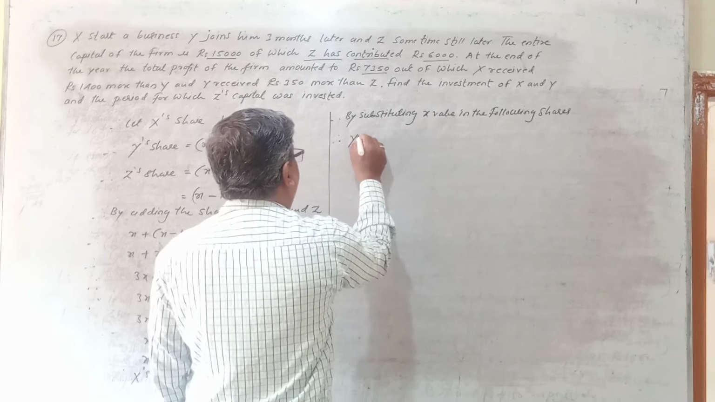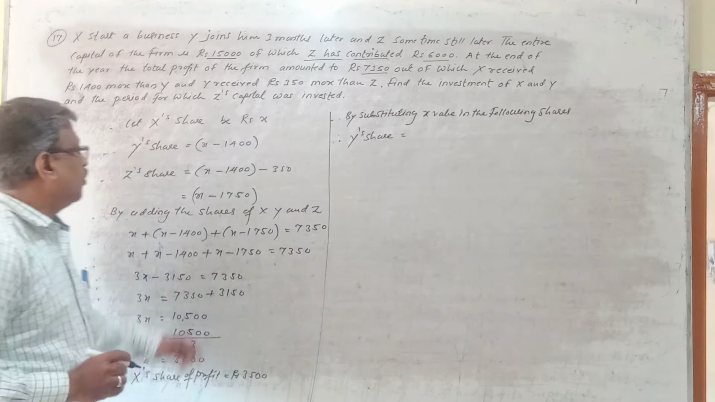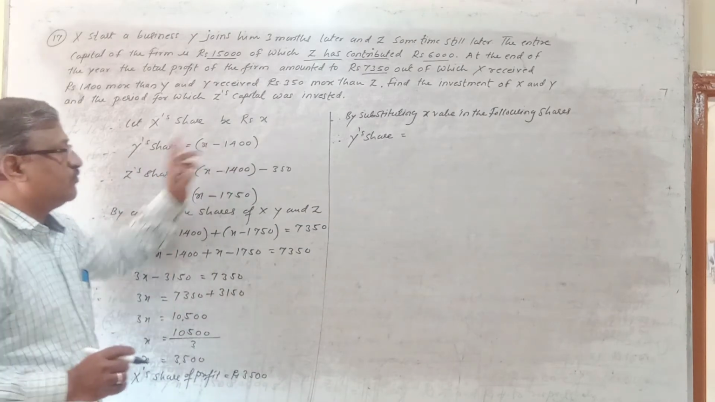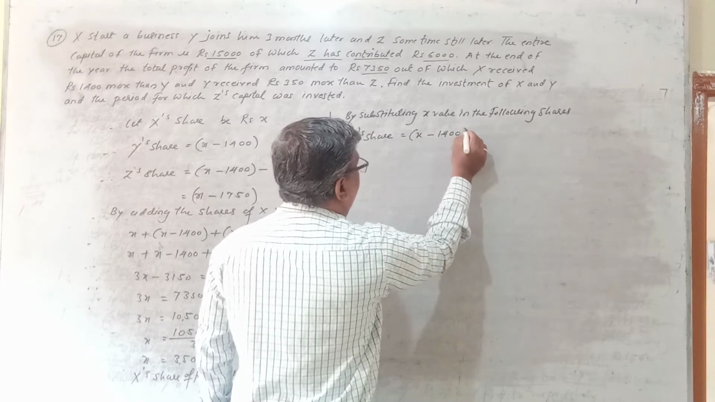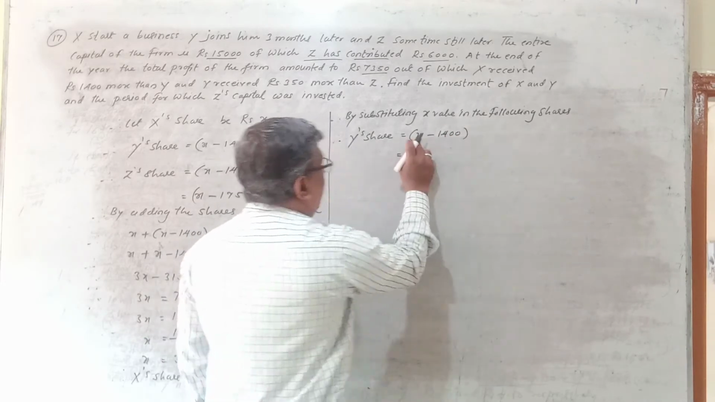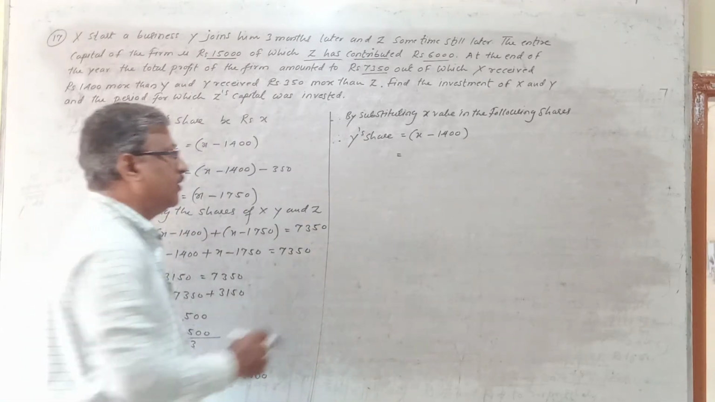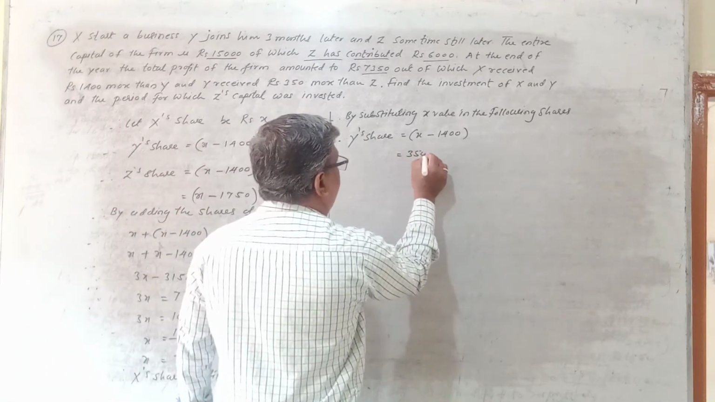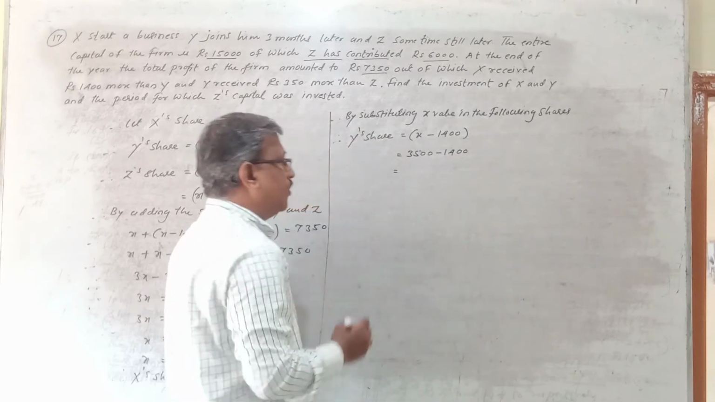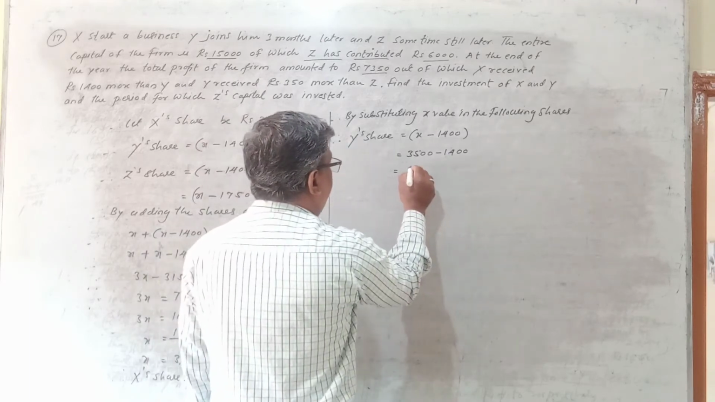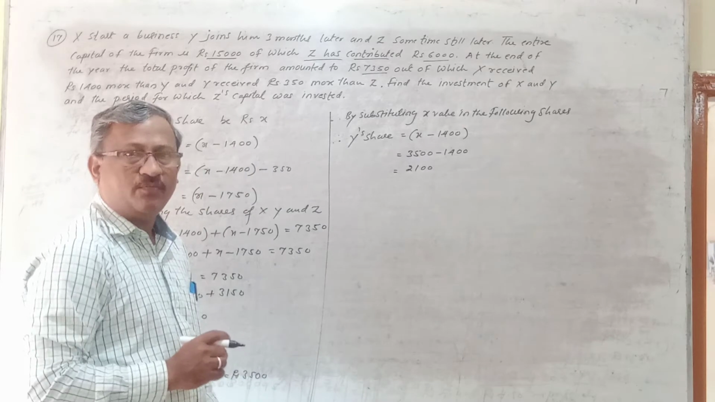So first you calculate y's share. Y's share of profit, how much have you calculated? X minus 1,400. Now wherever x is there you have to put this 3,500. So it is 3,500 minus 1,400. If you subtract, you get 2,100. So 2,100 is y's share of profit.